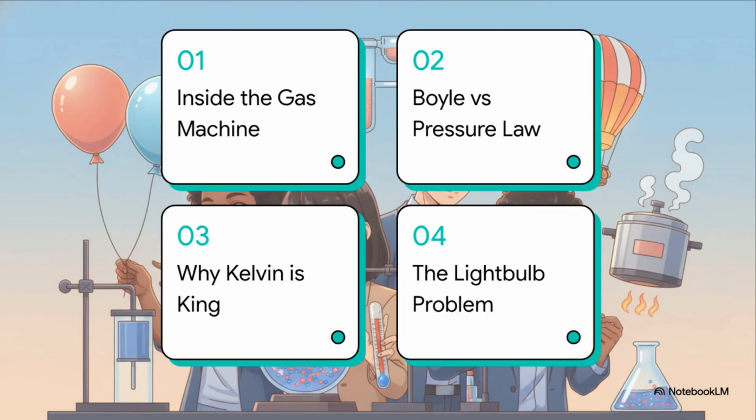To get there, we're going to tackle this in 4 quick steps. First, inside the gas pressure machine. Second, Boyle versus the pressure law. Third, why Kelvin is absolute king. And finally, solving the light bulb problem.